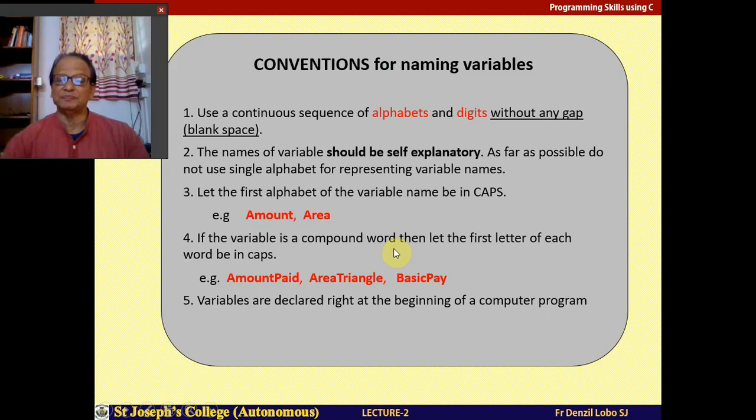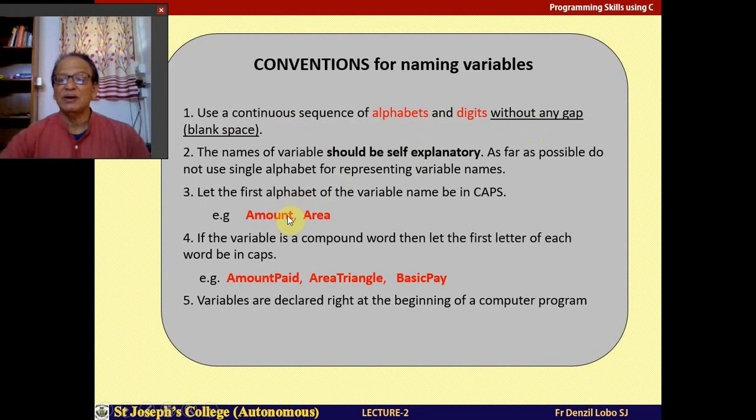Now, one thing you have to remember, that the names should be very representative of what they are going to store, not just A, B, C, X, Y, Z, etc. Therefore, it's very important how you name the variables. First of all, variables use a continuous sequence of alphabets and digits. There should not be any blank space in between. So please remember that.